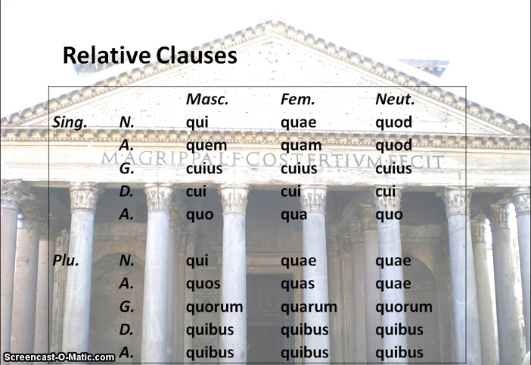Now, if we have a look at the table of the relative pronoun, this could be quite confusing, but it's something that, unfortunately, you just have to learn. There is no two ways about it. In order to translate relative clauses comfortably and accurately, you need to know this table.